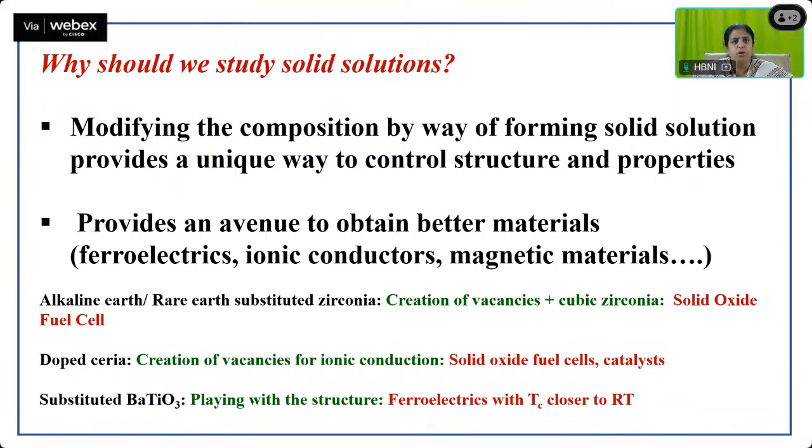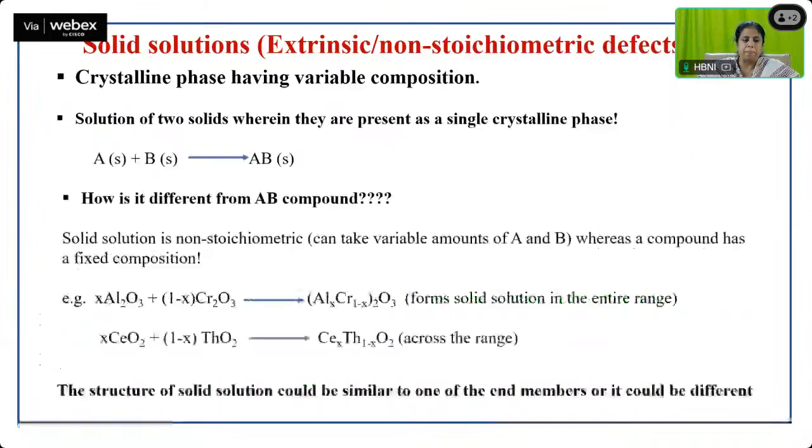Barium titanate, of course, I told you. We substitute in barium titanate to play with its electrical properties, and we get modified ferroelectrics, relaxors, and many other things that can be done by just making the solid solution with an appropriate substituent. Okay. So what exactly are solid solutions? Simply like liquid solutions, they are a mixture of two solids, but not just a mixture. They are the same crystalline phase containing multiple elements.